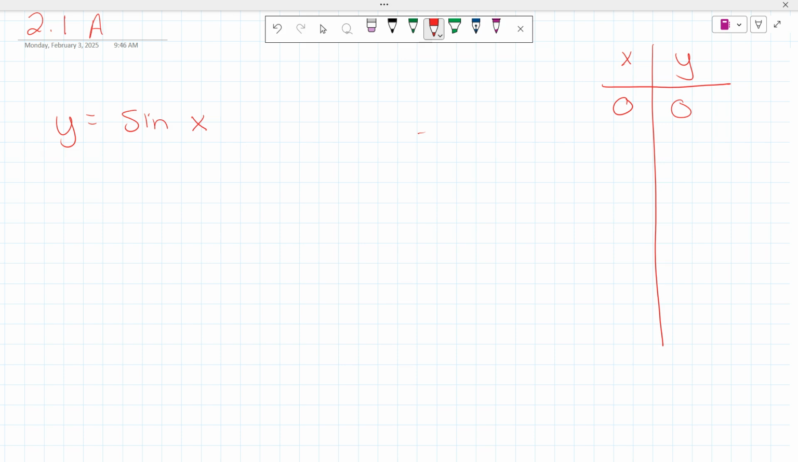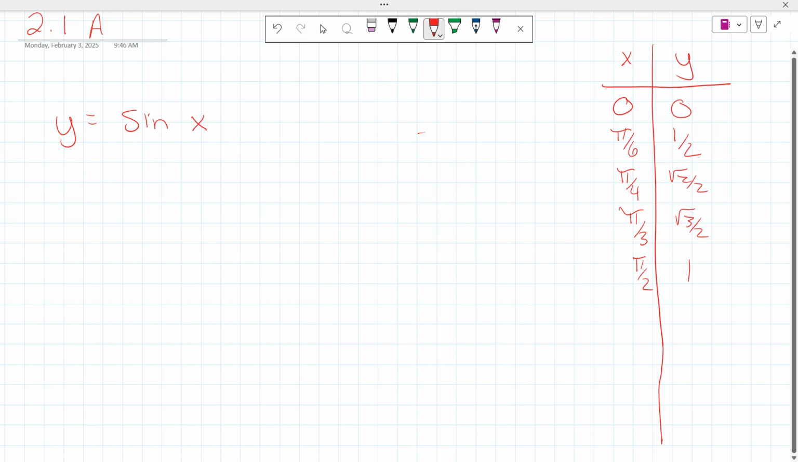Okay. What is the sine of, and then we're going to use radians for this, not degrees. What is the sine of pi over 6 radians? Come on. 1/2. Thank you. What is the sine of pi over 4 radians? Square root of 2 over 2. What is the sine of pi over 3 radians? What is the sine of pi over 2 radians? 1.